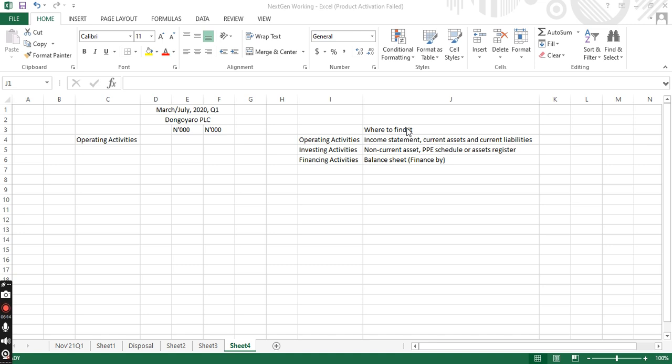Now, for your income statement, everything in it is where you can find your operating activities, because your income statement is your statement of operation. You will find operating activities in your statement of operation, which is the income statement. Then also your balance sheet. If you are using T format, the balance sheet can be divided into four parts. Am I right?